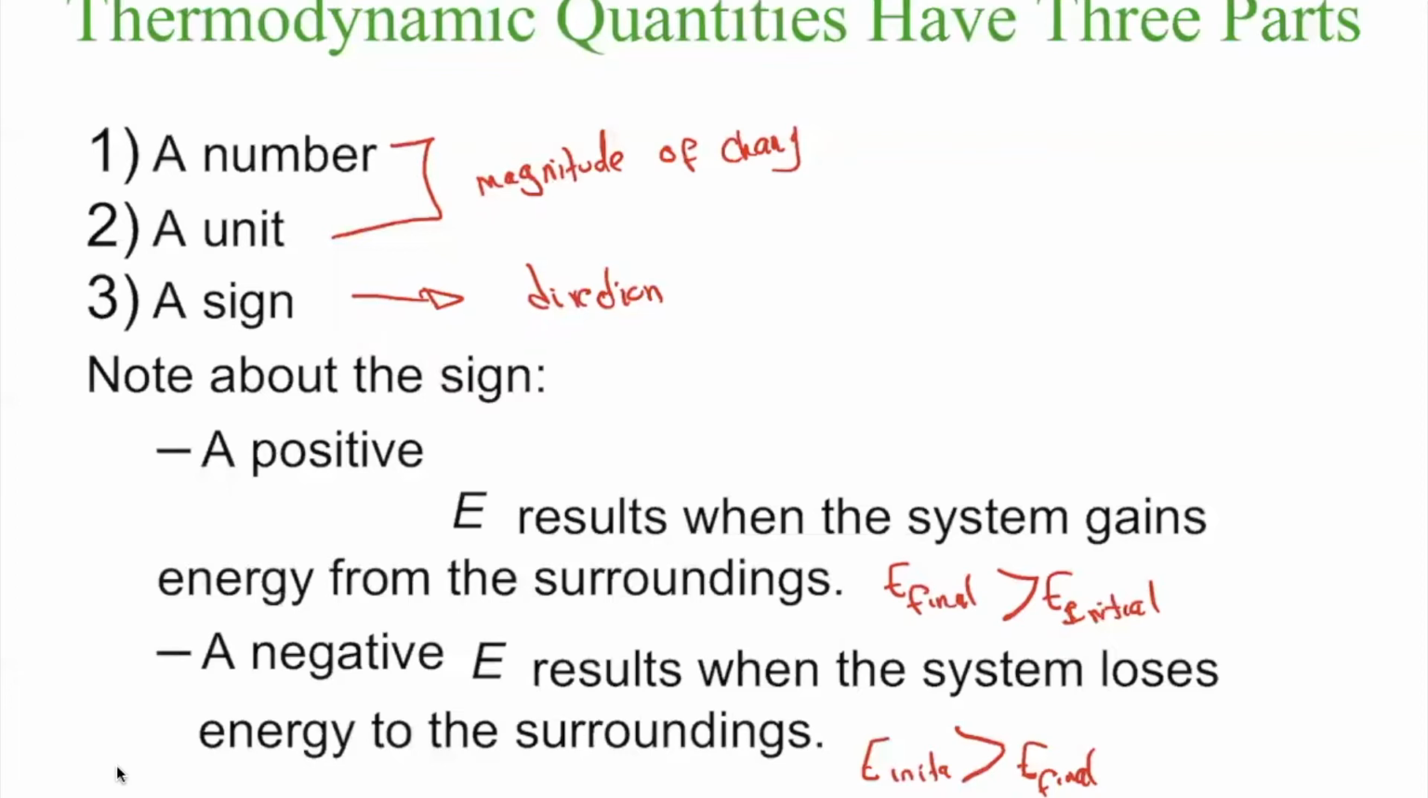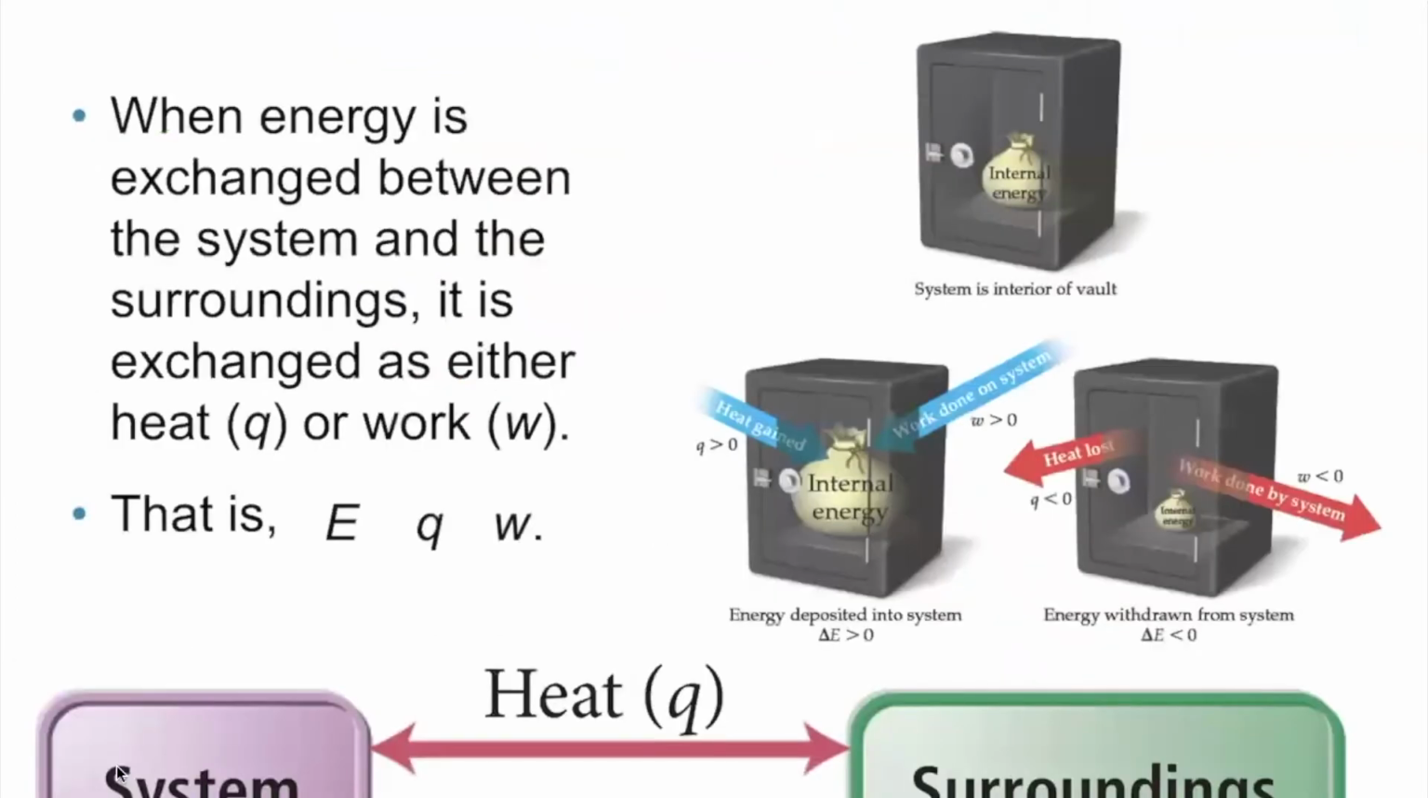Okay, moving on. So as I mentioned, we have the ability of exchanging energy with its surroundings. So the system has the ability to change energy with its surrounding. This can happen in two ways. It can be exchanged as heat or as work.